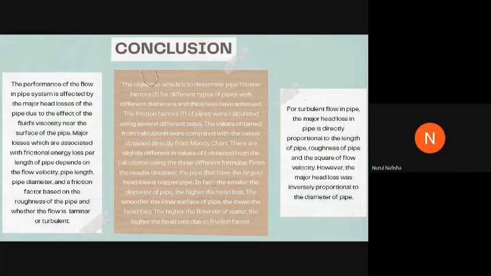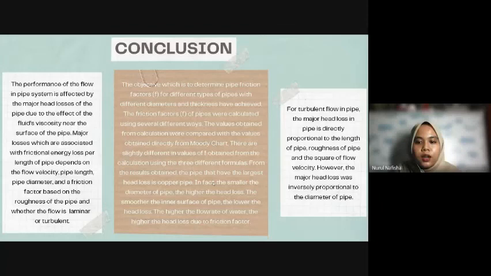For the conclusion, the performance of the flow in a pipe system is affected by the major head losses of the pipe due to the effect of the fluid's viscosity near the surface of the pipe. Major losses, which are associated with the frictional energy loss per length of pipe, depend on the flow velocity, pipe length, pipe diameter and a friction factor based on the roughness of the pipe and whether the flow is laminar or turbulent.